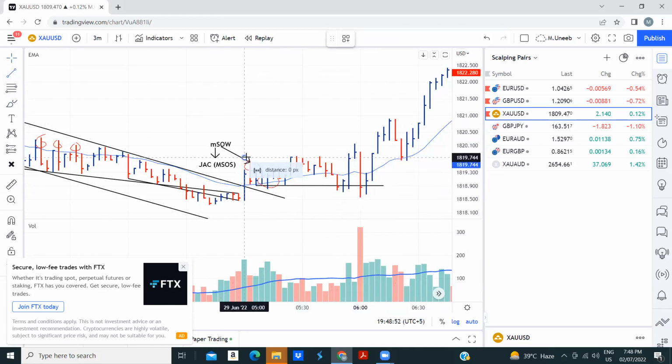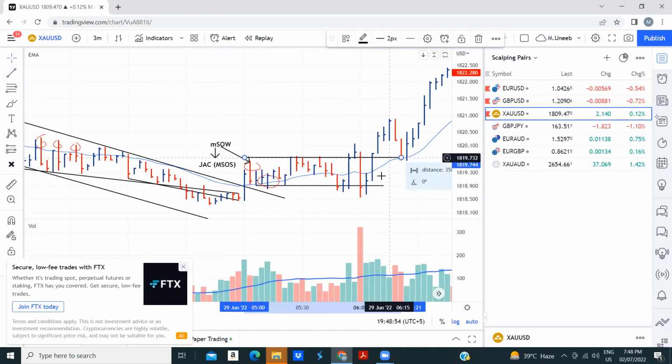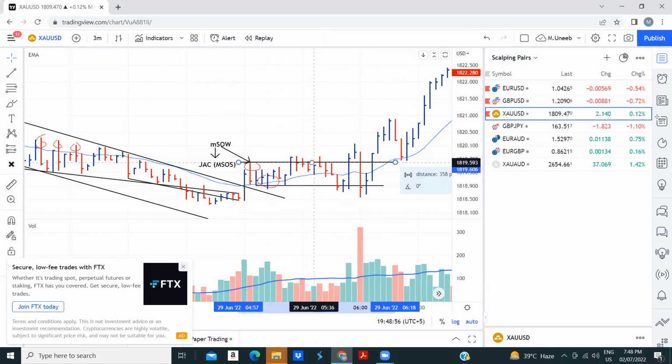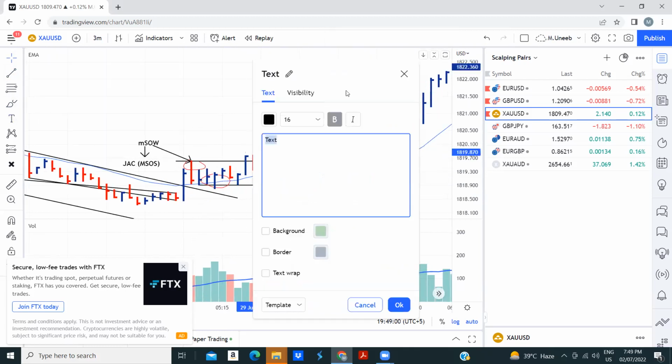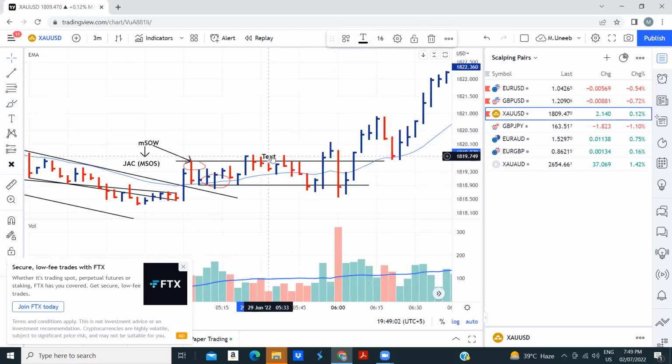Yeah. This is what? This is a redistribution process. You can say, oh, this is upthrust. Yes, this is upthrust. Okay. But it will fail. It will produce a very small move to the downside.